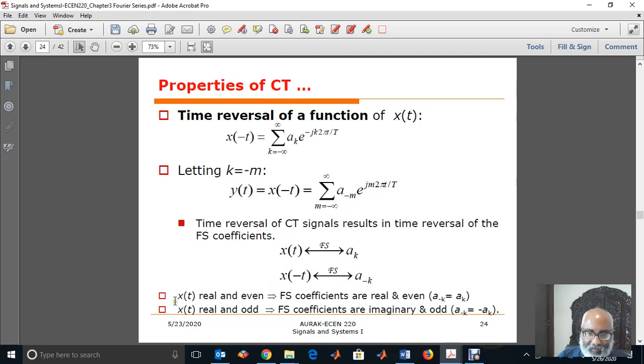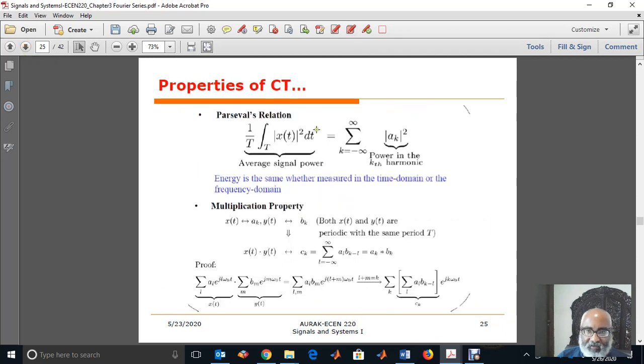That means if x of t is a real and even signal, remember, for an even signal x of t is equal to x of minus t, therefore a_k is equal to a minus k. And for a real and odd signal, a minus k will be minus of a_k. Okay, these are some of the properties.